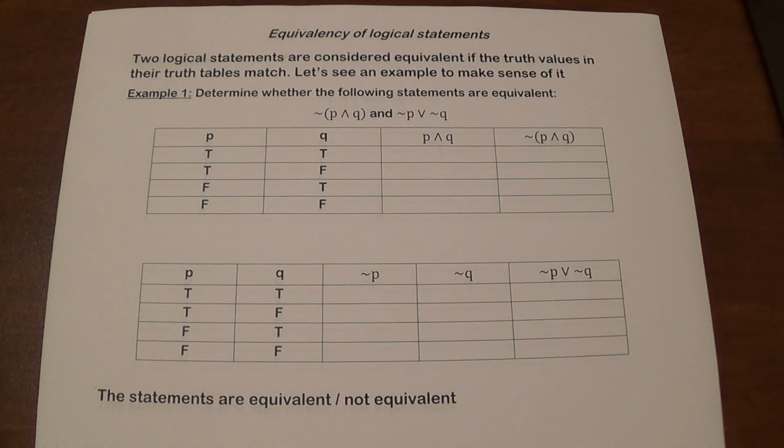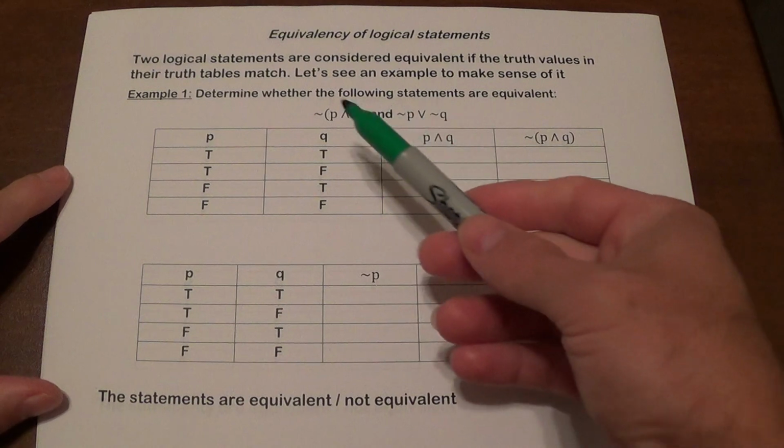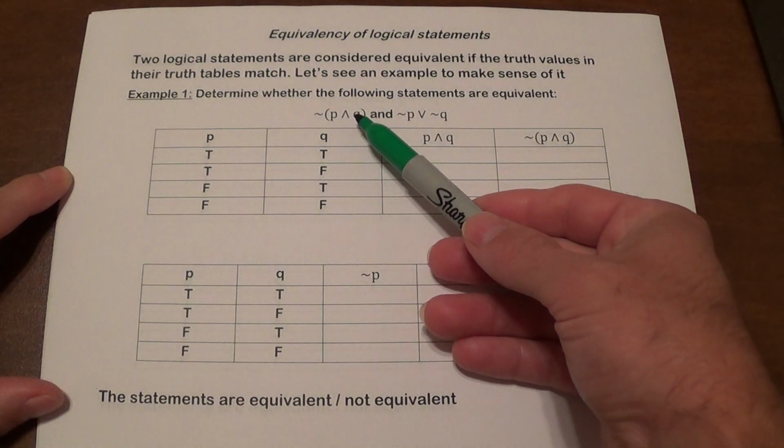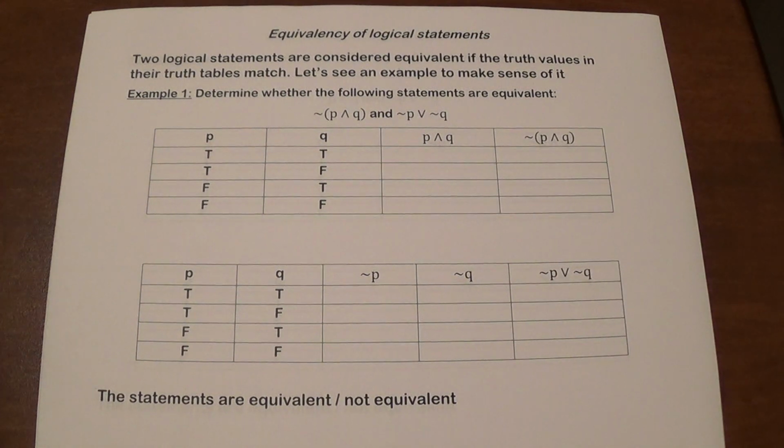Hi, we need to talk about equivalency of logical statements. Two logical statements are going to be equivalent if their truth tables match. So let's take a look at examples. The first one: not (P and Q), and not P or not Q.